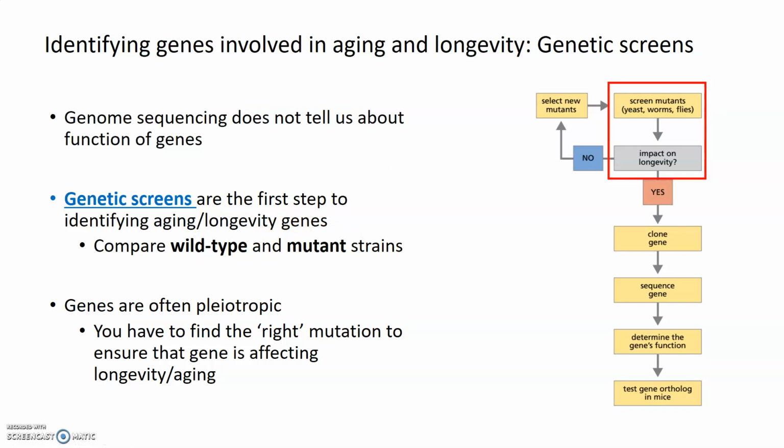And one thing that makes this slightly difficult is this idea that genes are often pleiotropic. When we're lucky, one gene may have one single phenotype, but often they don't, and they're pleiotropic. One gene actually controls multiple phenotypes. And so in order to successfully conduct a genetic screen and find a good model in which to study aging, you have to find the right mutation to ensure that your gene is in fact affecting longevity in the way that you think it is, and that you're not experiencing any off-target effects.